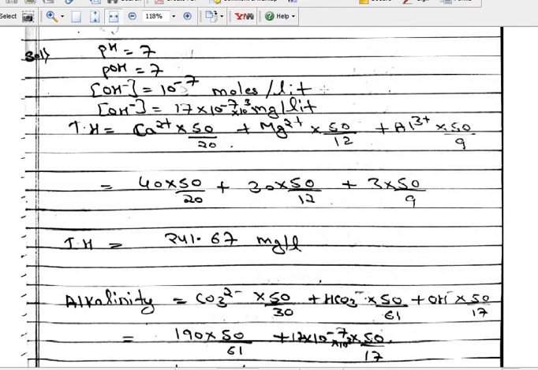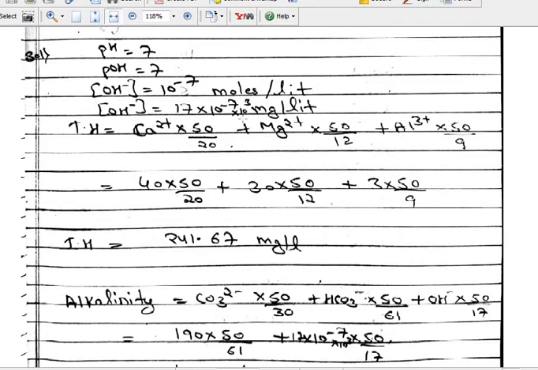Now yesterday we have seen, if the concentration is given in moles per liter, how to convert it to mg per liter. So yesterday we discussed this. Similarly, this mole per liter is multiplied with 17. So 17 is the equivalent weight of OH minus ion. Oxygen is 16, hydrogen is 1, so that is 17 gram. So 17 gram into 10 to the power minus 7, that is the moles per liter. Now 17 is in gram, so that is why 10 to the power 3 has been multiplied here.